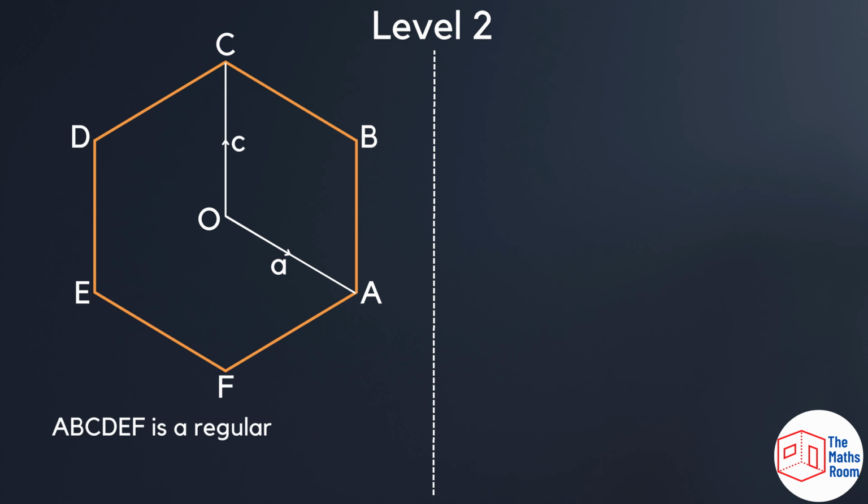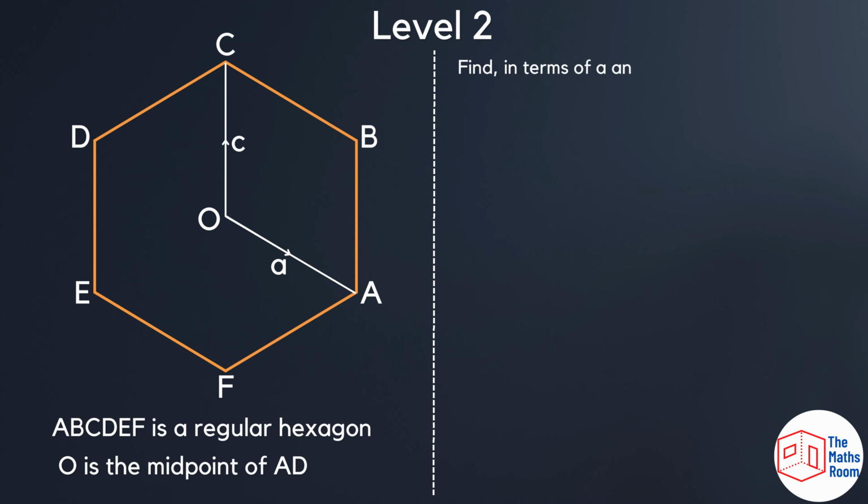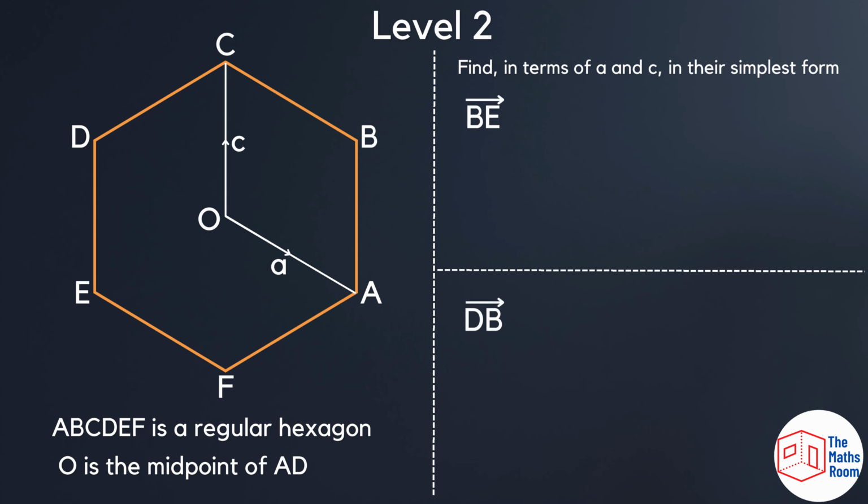Right, let's kick it up a gear. Here we have a regular hexagon. O is the midpoint of AD. Find in terms of A and C, in their simplest form, BE and DB. If you want to give this one a go, pause the video now.